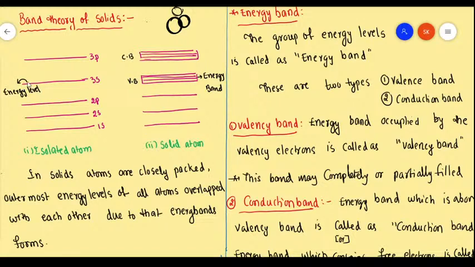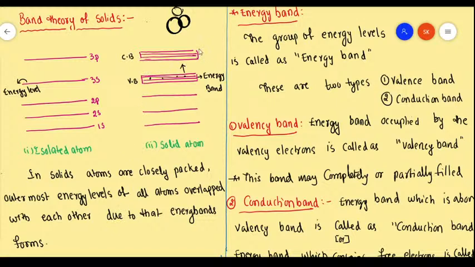Valency orbit means the outermost orbit. Orbits are also called energy levels. Due to the overlapping of the outermost orbits, we will get the outermost energy band, that is called the valency band. This VB means valency band. In the valency band, valency electrons are present. If some energy is given to the valency electron, that valency electron will escape and enter into the other outer band, and that is called the conduction band.